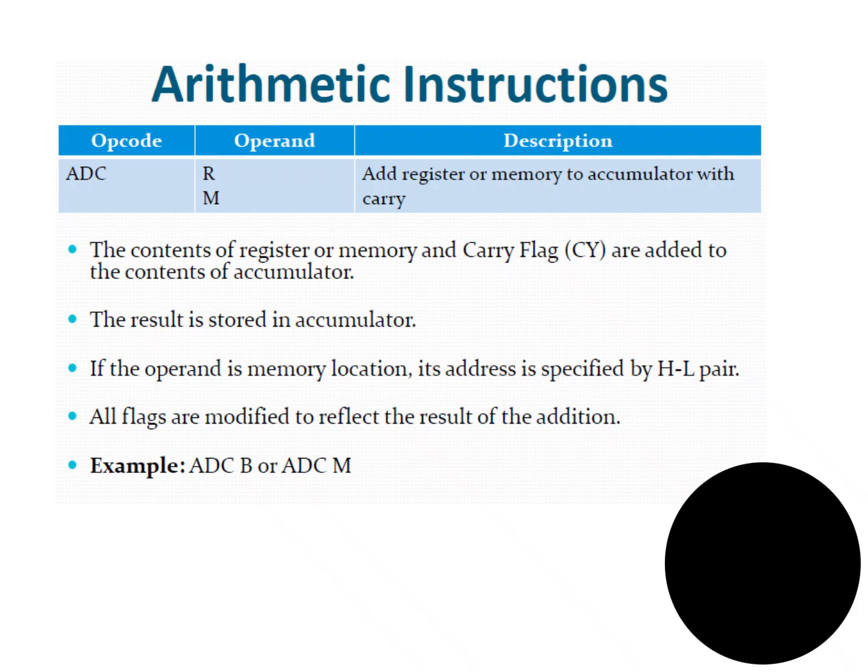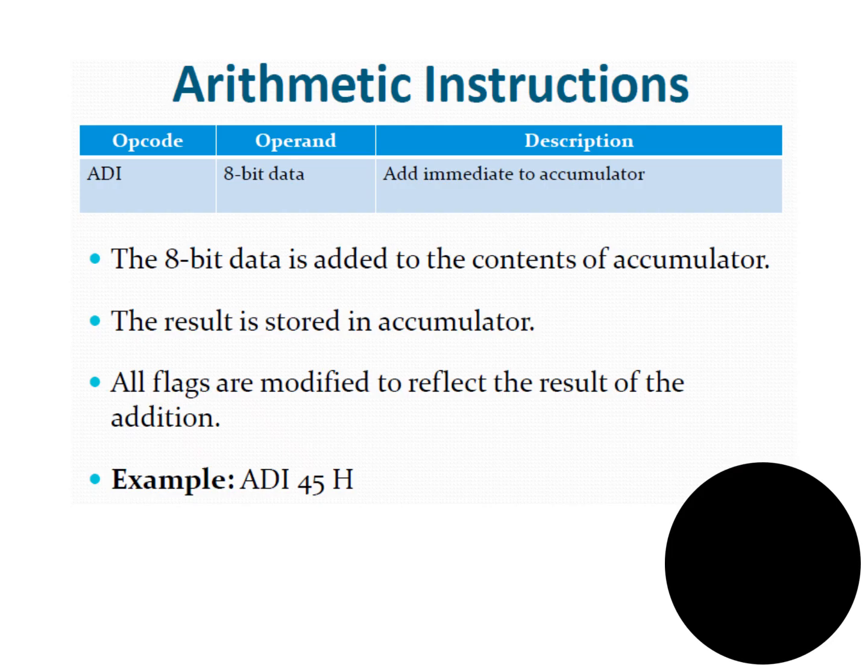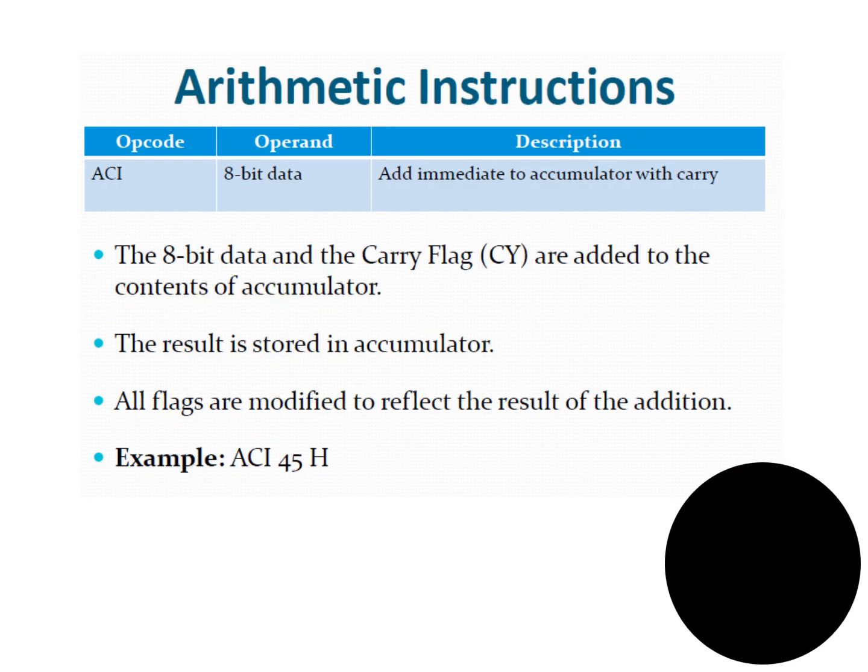And addition with carry, ADC, means addition along with the carry value. So if it is ADC B, A plus B plus the carry flag will be added, and finally the result will be stored in the accumulator. ADI means the data to be added is explicitly mentioned in the instruction. ACI means one of the data lies in the accumulator: A plus CY, which is the carry, plus the immediate value mentioned in the instruction.